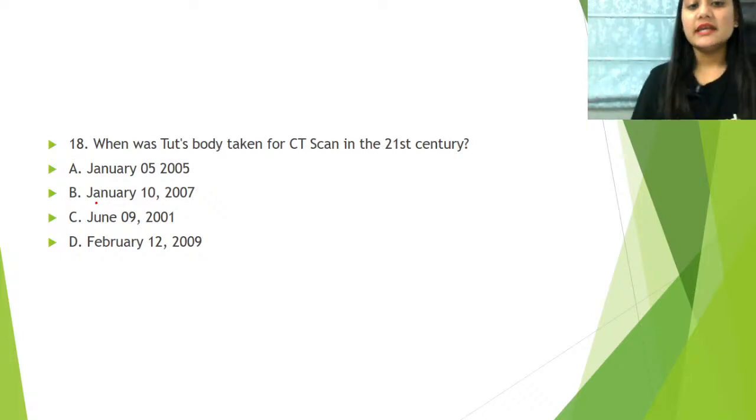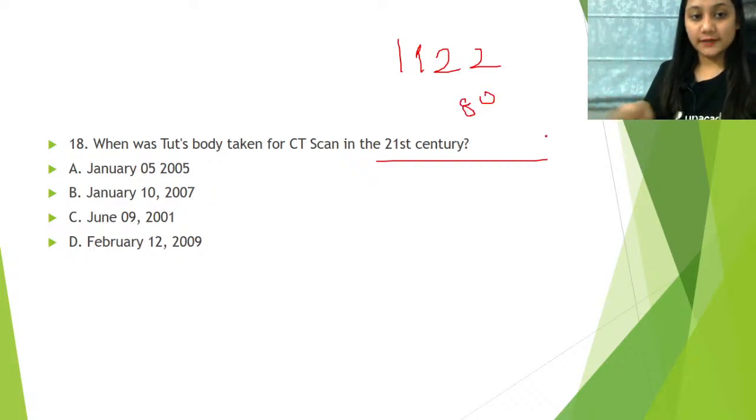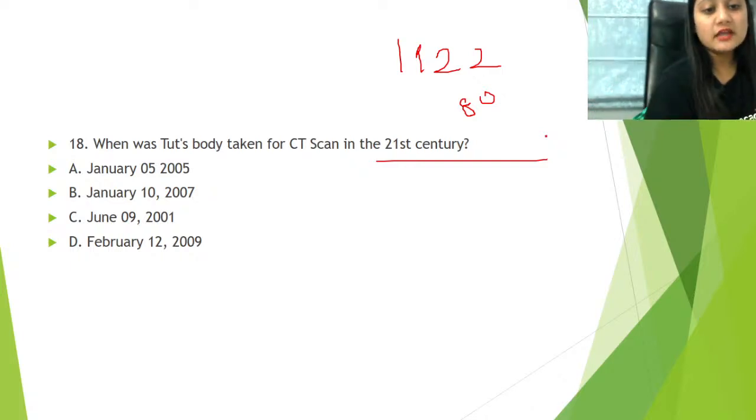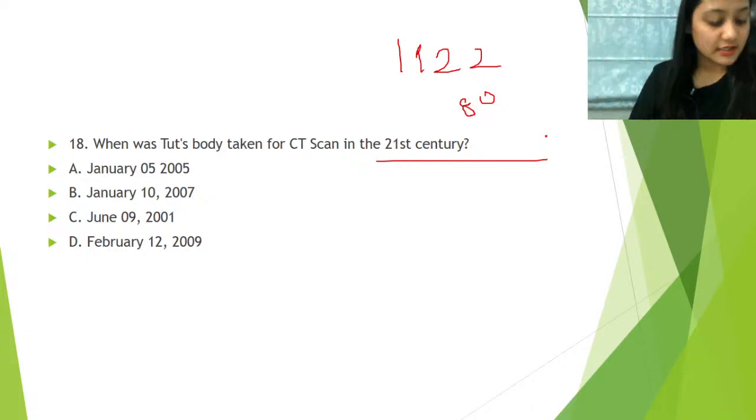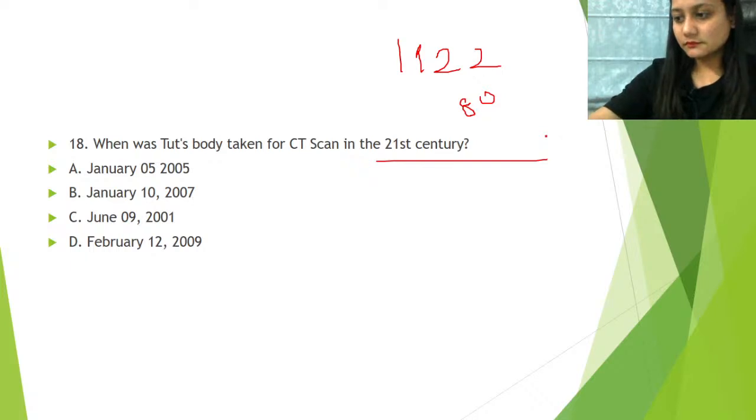When was Tut's body taken for CT scan in the 21st century? Now it is about the 21st century guys. If it was first discovered in 1922, exactly 80 years later its CT scan was done. So you can calculate it accordingly. January 5, 2005, January 10, 2007, June 9, 2001, or February 12, 2009. Like somewhere around that. Very good Ankit. Very good entrepreneur. Amazing Sujal. Yes, that's perfect guys.